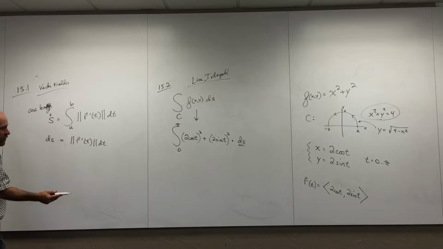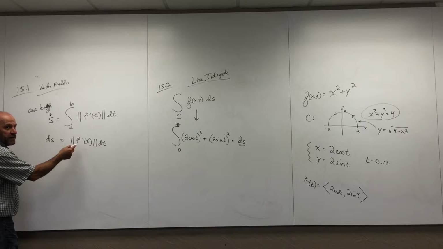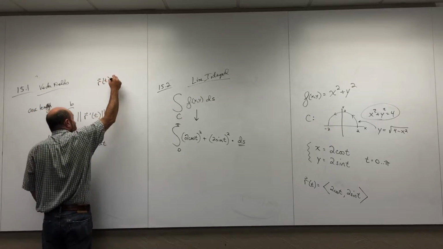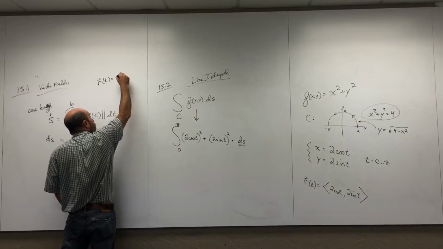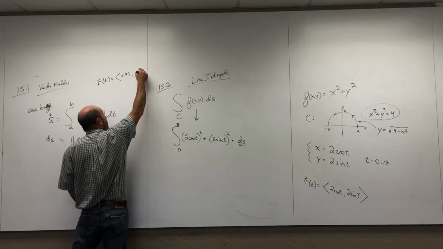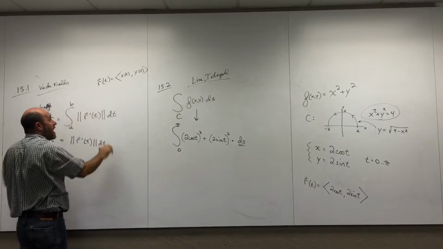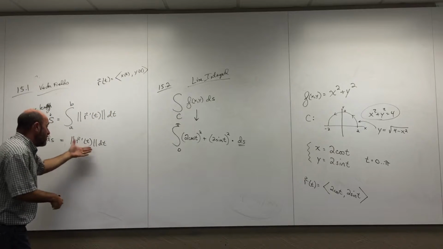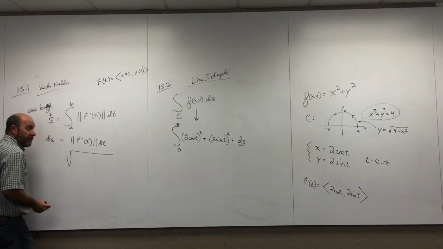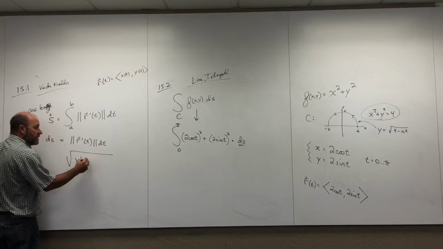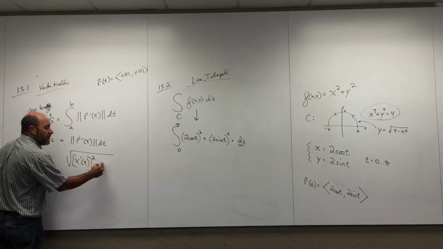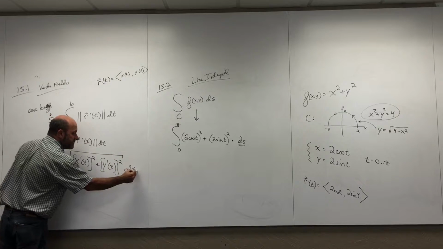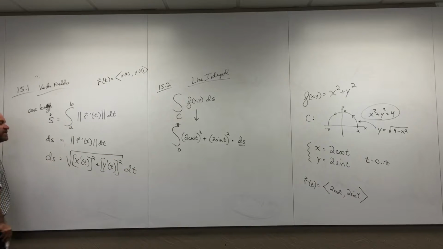And then, let me remind you what this is. First of all, it's not r, it's r prime. r was a vector-valued function, I already reminded you of that. But r was an x of t and a y of t in general. So what's r prime? R prime would be an x prime and a y prime. And then what would be its magnitude? The magnitude would be the square root of x prime of t squared plus y prime of t squared dt. So this is ds.